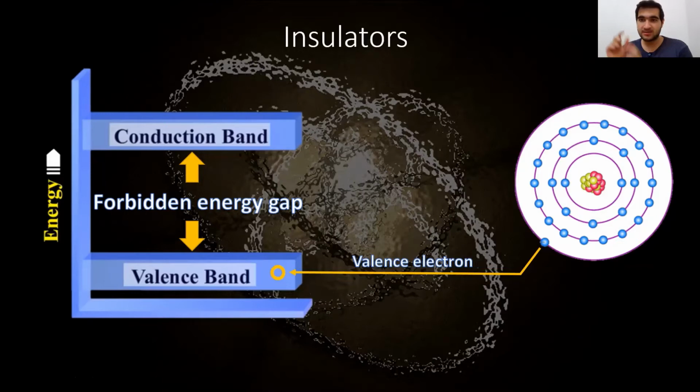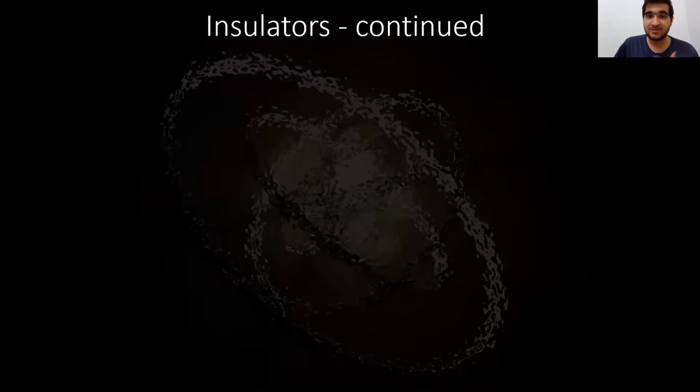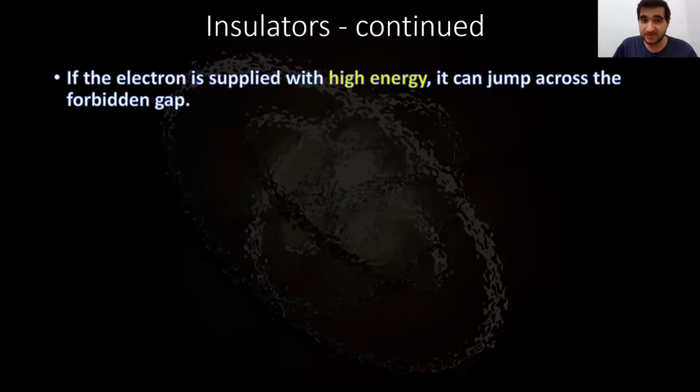So how can we get this valence electron to go from the valence band to the conduction band with a gap in between? One method, as we discussed, is to excite the electron, which means we have to give it energy, heat, electricity, or use other methods. The problem with insulators is that the electron must be supplied with high energy to jump across the forbidden gap. So it is possible for insulators to be conductive, but how much energy do we actually have to give them?